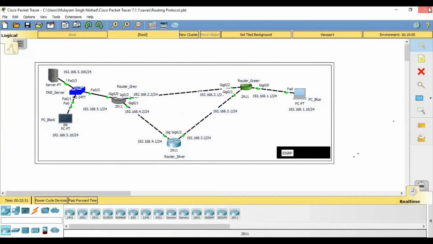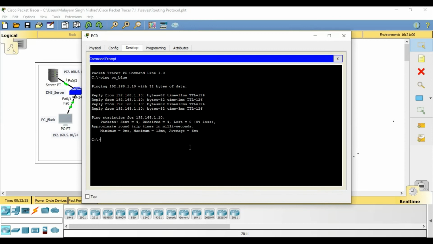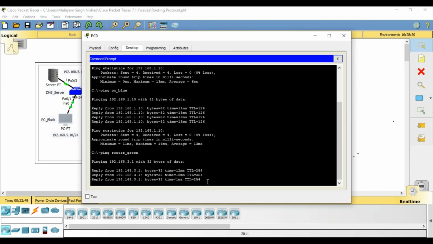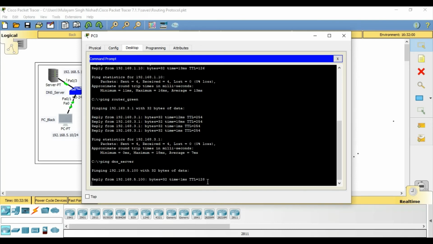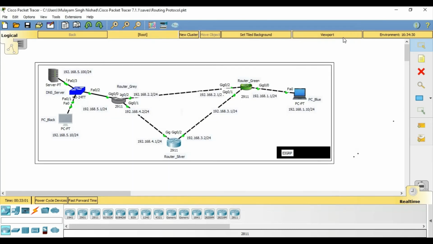Okay, let's check from this PC. Ping PC below. So you are getting a reply from this PC below. Ping router green. You are getting the reply, or you can ping the DNS server. You are getting the reply. Okay, so that was the configuration of the EIGRP protocol, and I hope you have learned about it.